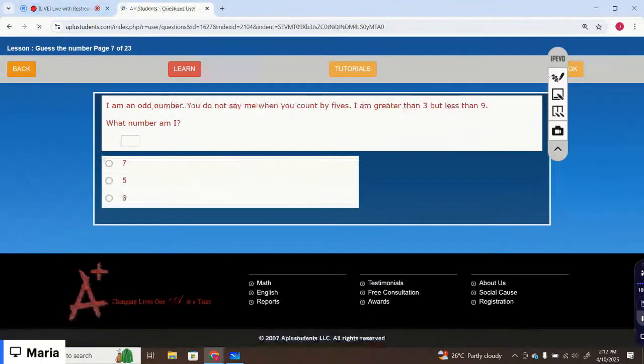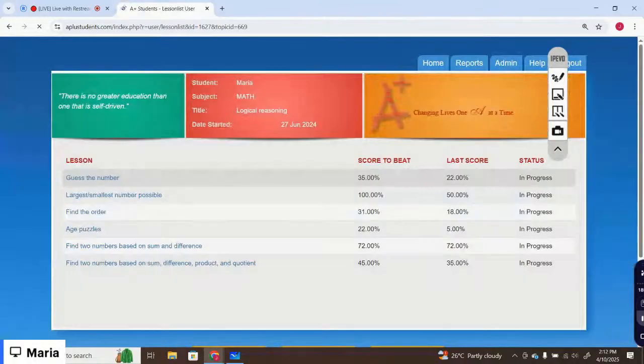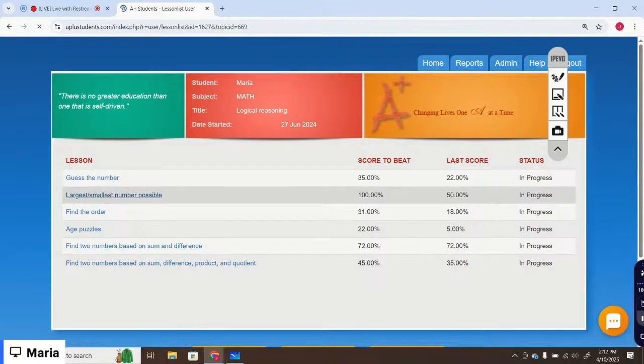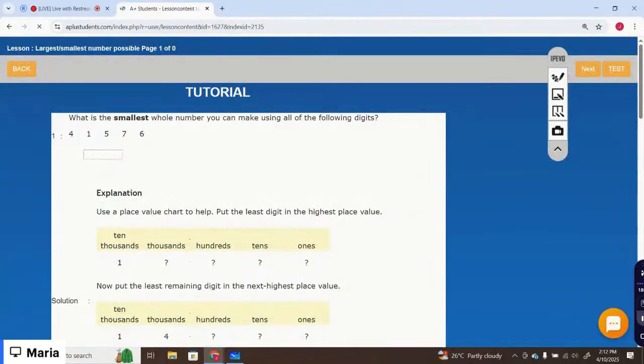Hopefully you can complete the lesson by yourself today. Let me just move on to the next lesson, smallest/largest number possible.